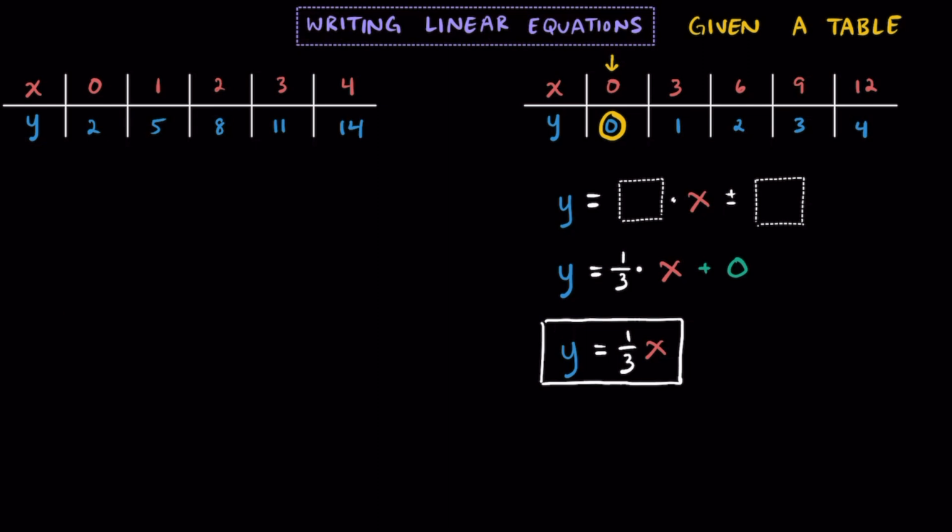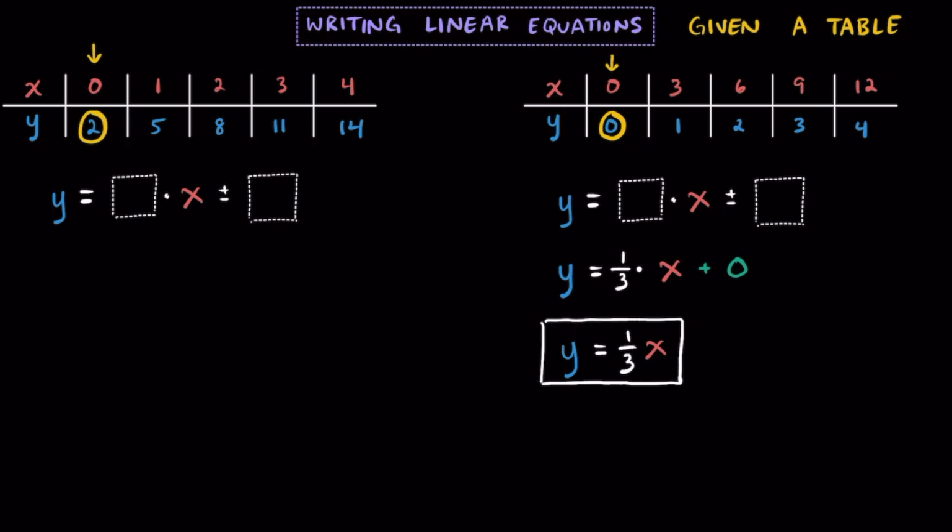Let's try another one together. Remember, our linear equation is going to take the form of y equals some number times x plus or minus some number. Take a look and see if you can identify when x is equal to 0 in the table. If you see it's right here, great. Based on that, we know this y value is going to be 2 when x is 0.